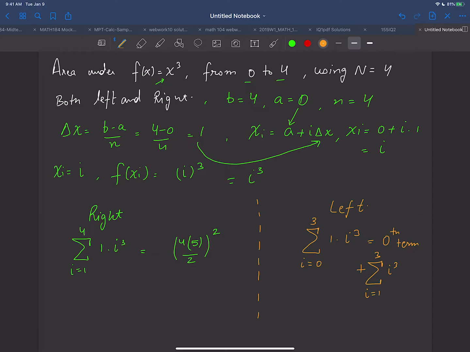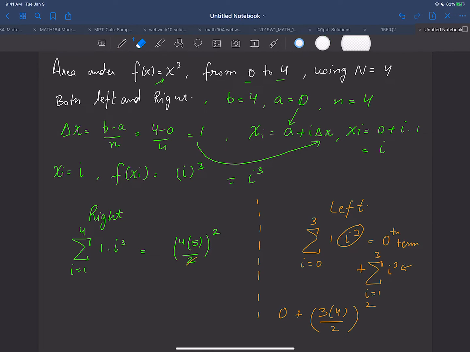Okay, so the 0th term here is when i is 0. So when you plug in i equals 0 in i cubed, you're just going to get 0. Plus, the summation of i cubed from 1 to 3 is again the same formula. So you're going to use n as 3 in this case because the top bound is 3. So it's going to be 3 times 4 over 2, whole squared. So you see the numbers are different.